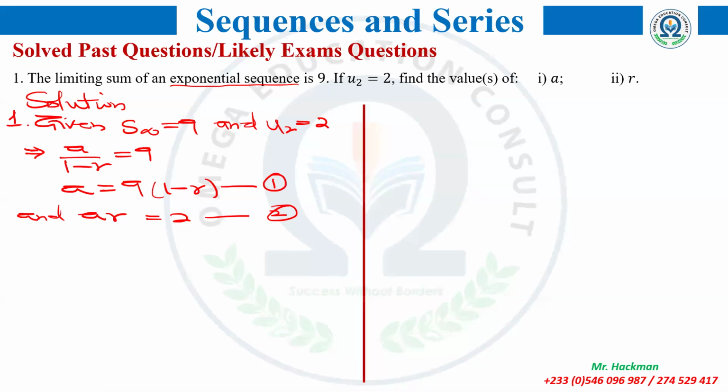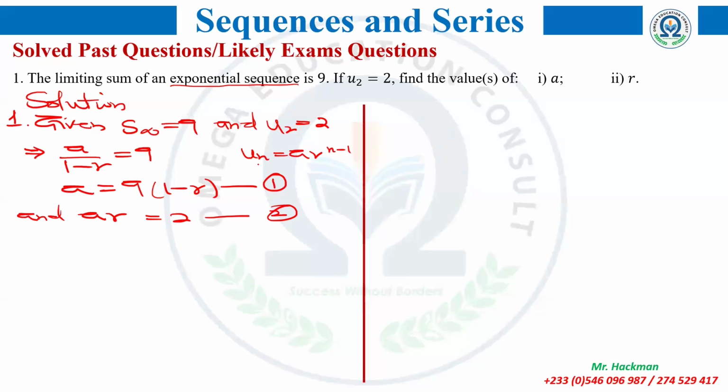Sir, please, I want to ask where the AR is equal to 2 comes from. Okay, all right. Remember, we are dealing with what? A GP, an exponential sequence. Were you with us when we did the common GP? It's just a weekend. We said U sub n is equal to what? A r to the power n minus 1. Is that not it? Yes, sir.